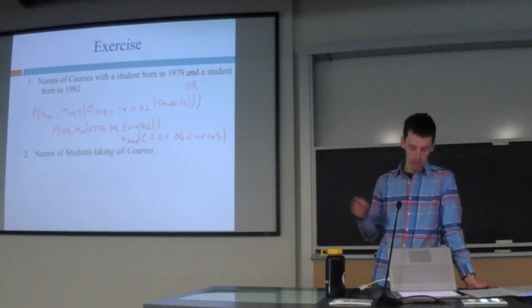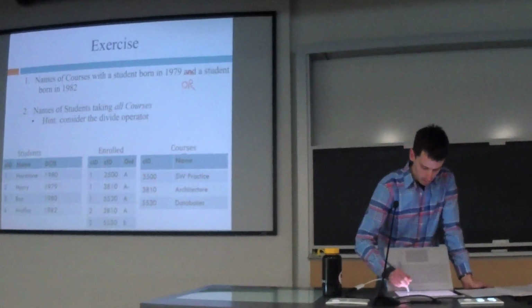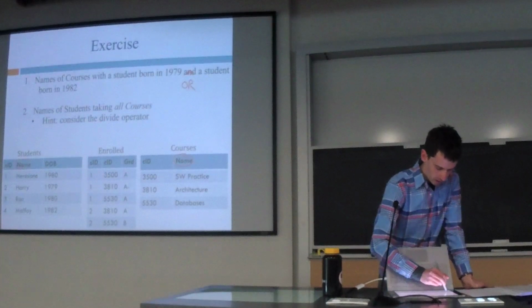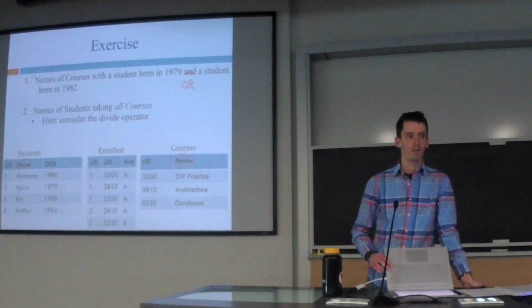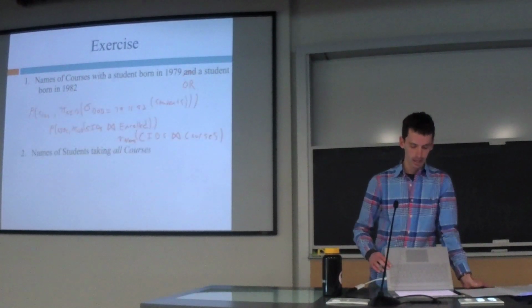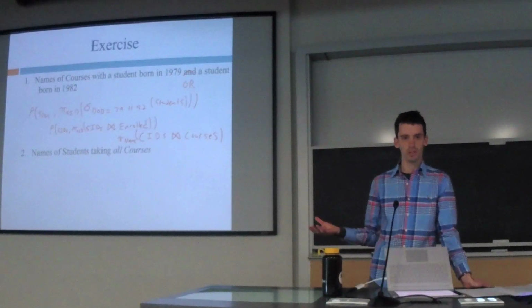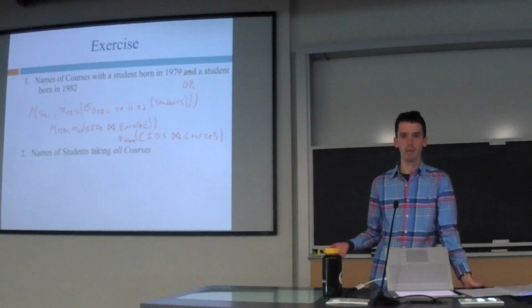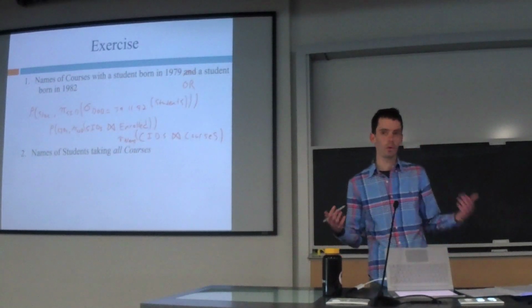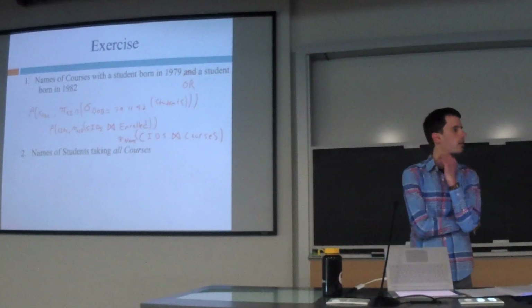Do we have to disambiguate name? There's name here and name here. We do not, because CIDs only contains course IDs. Courses only contains its own one little name column. So there's no conflict there.